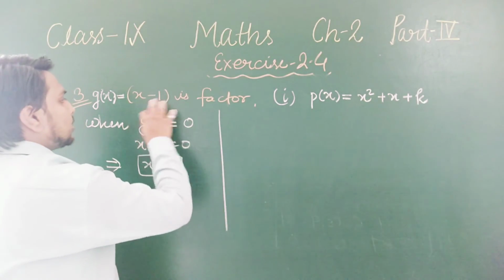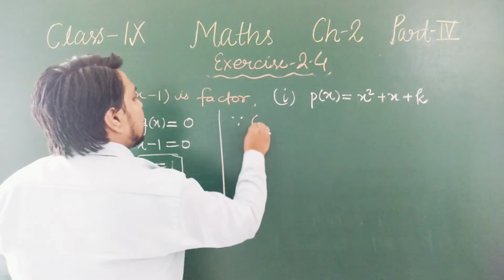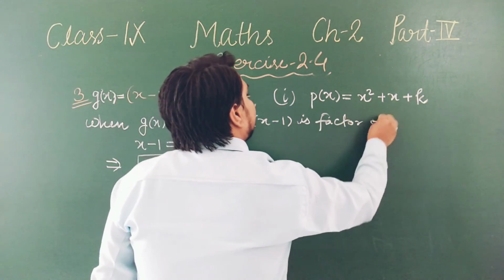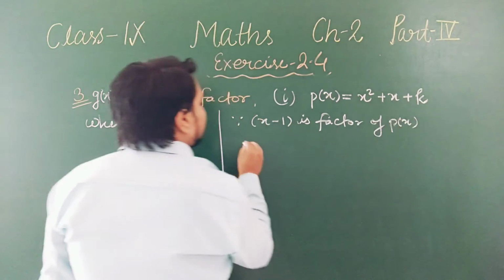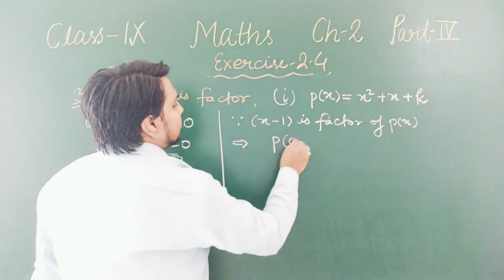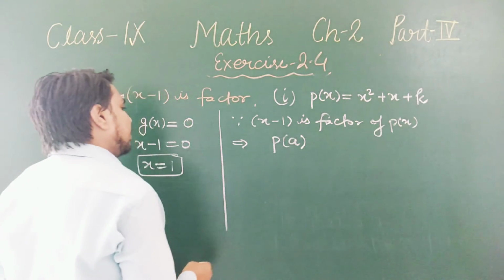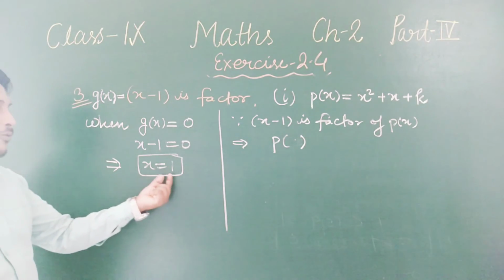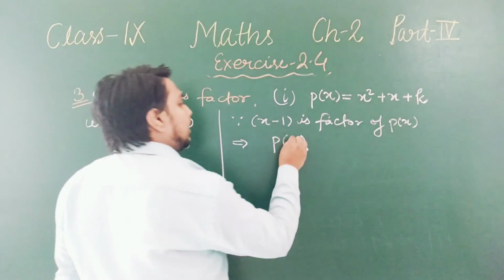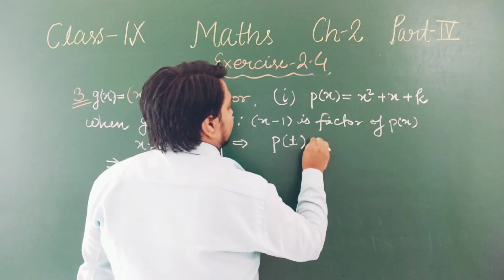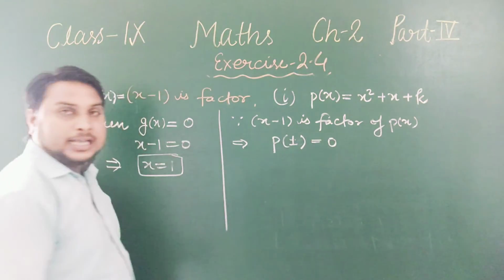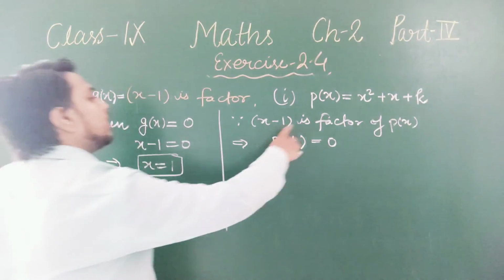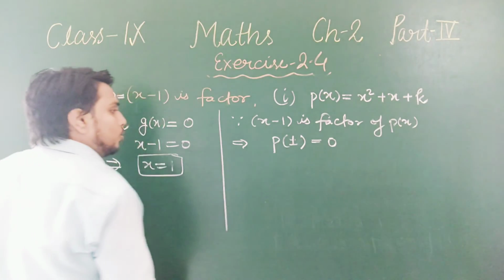Now it is given that x minus 1 is a factor of p(x), so this should imply that p(a), here p of what? Here the value of x is 1. So we will write that p(1) should be equal to 0. As we have studied in the definition of the factor theorem, if x minus a is a factor of p(x), then p(a) should be equal to 0.